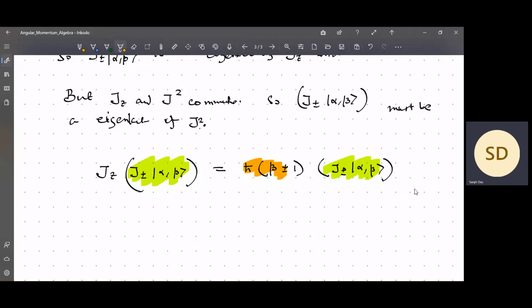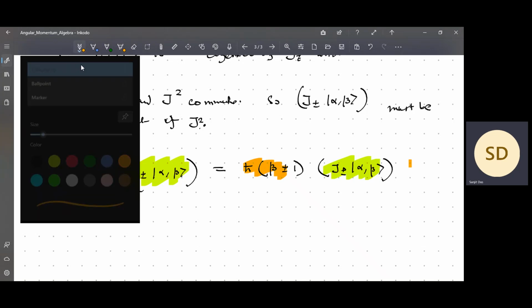Okay, let us start from where we finished the previous session. What we have seen is that if Jz is acting on this eigenket, it gives the eigenvalue h bar into beta plus minus 1. What about when J square is acting on this? So we have to compute that.